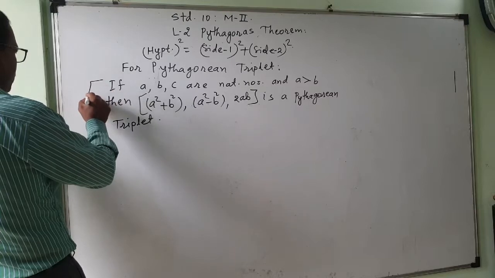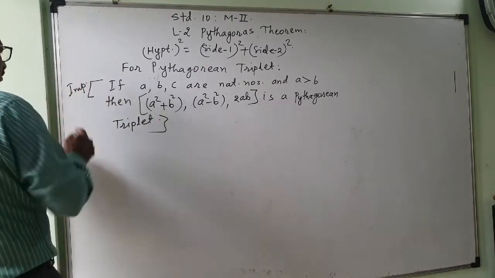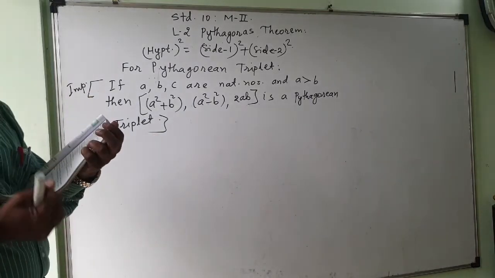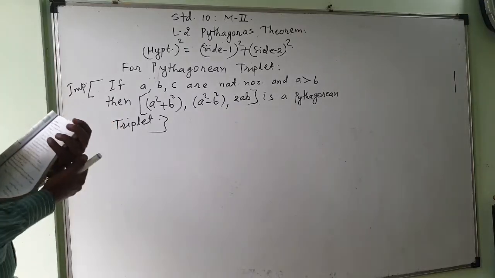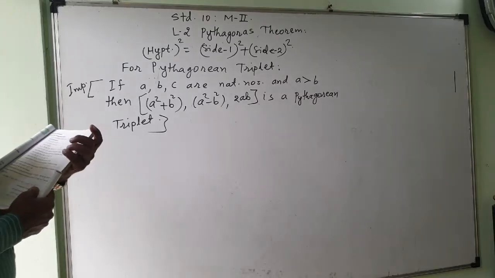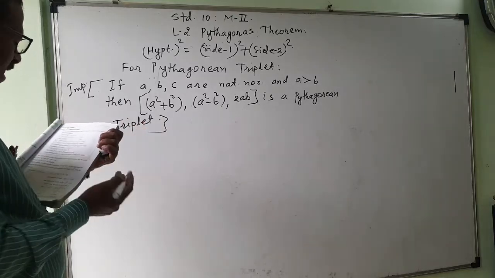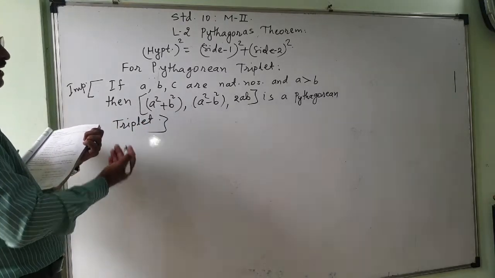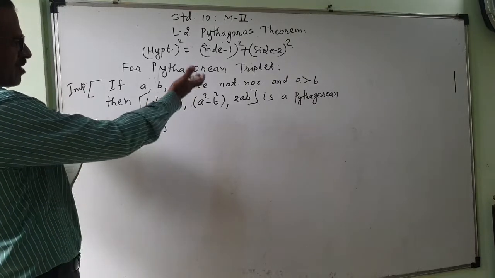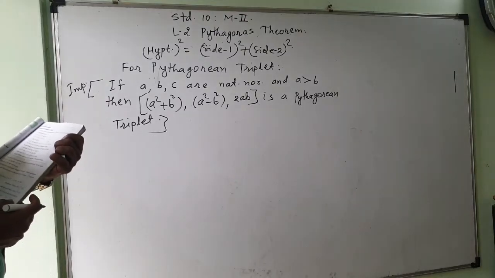This is very important. Don't forget this. When you sit for a higher exam, competitive examinations like MPSC or like this, then this is a very essential part. If suppose A is taken as 5 and B is taken as 3, A is greater than B, then A square plus B square, A square minus B square, and 2AB would be the Pythagorean triplet. So don't forget this.